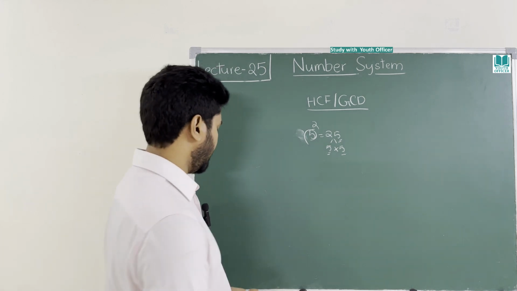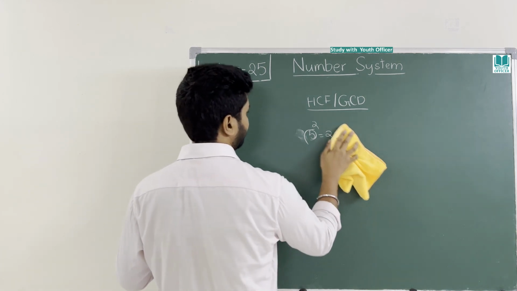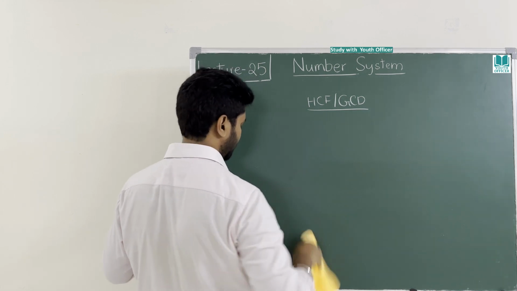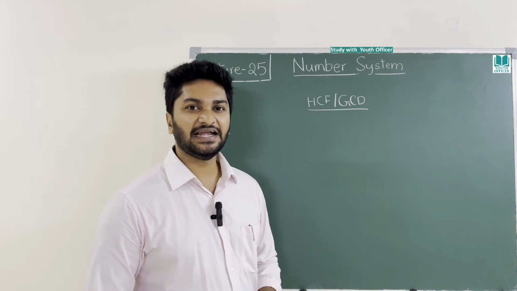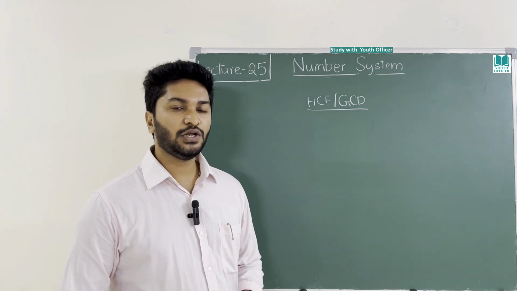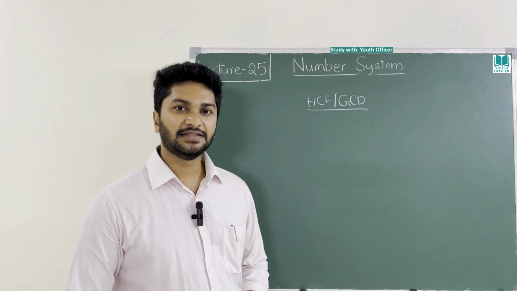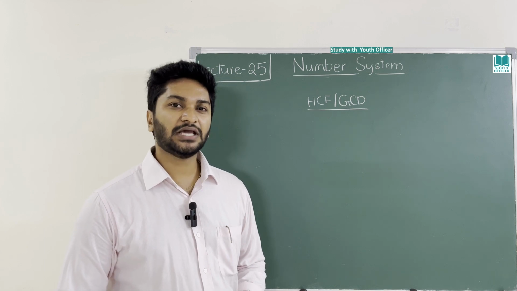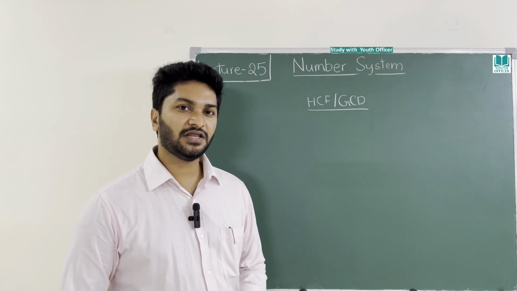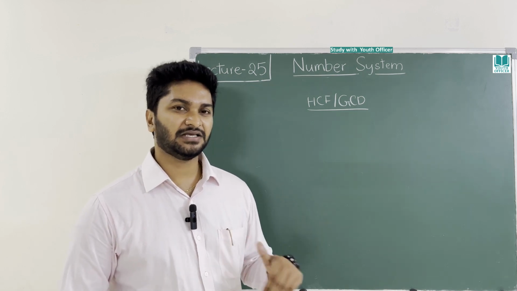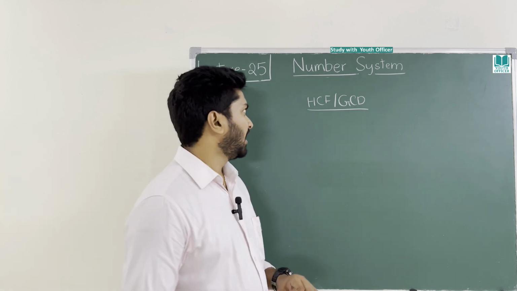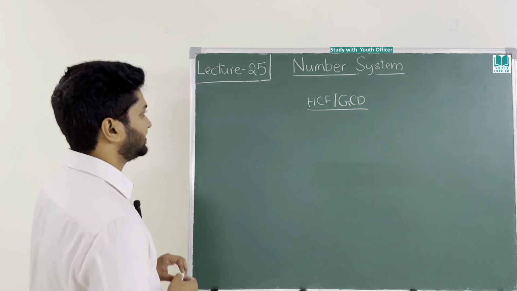Today I am going to teach you HCF or GCD. HCF means highest common factor, and GCD means greatest common divisor. How do you calculate them? In the last class I told you how to calculate LCM. Hope you found the lecture very easy. If you have any doubts, please comment below. Today I will teach you HCF.